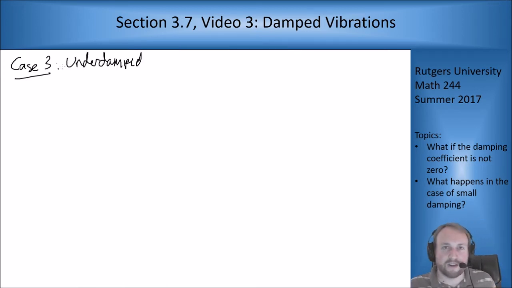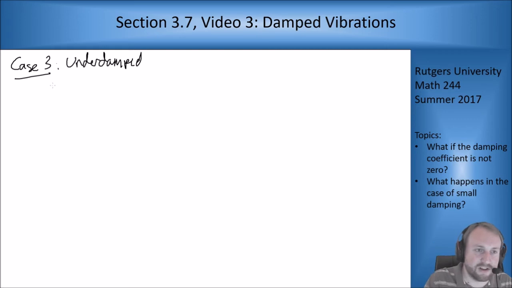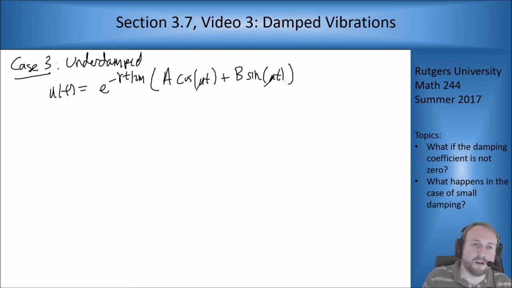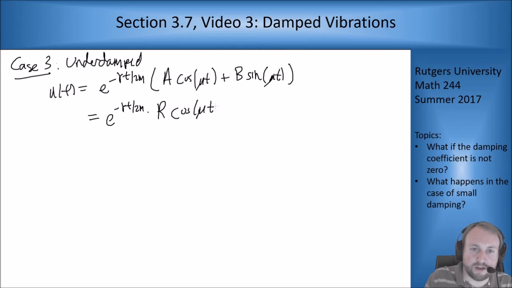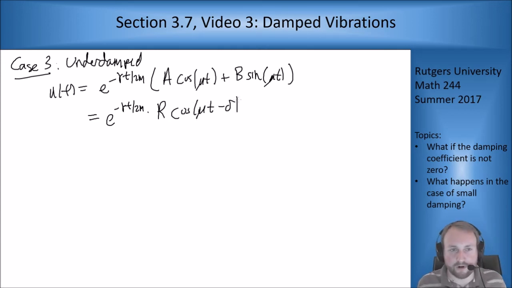So as we saw before, in this case, we're going to get oscillations again. And if we had the same setup as before, we know we can reform this to get it in terms of r cosine of mu t minus delta, because our solution looked like this, which I can transform to look like e to the minus gamma t over 2m times r cosine of mu t minus delta, in the same way we did before. There's nothing new happening here, so I'm not going to explain it again. This is what we call a damped oscillation.